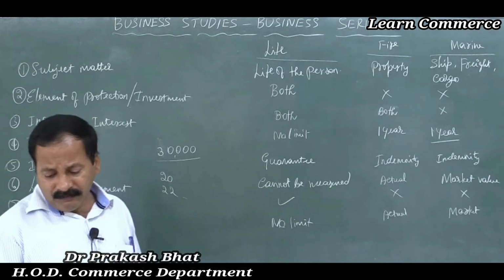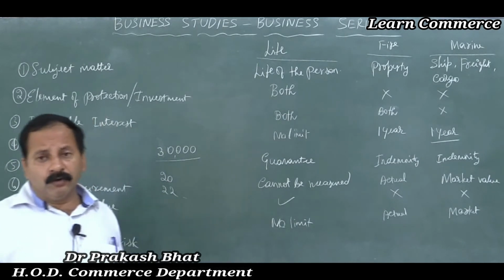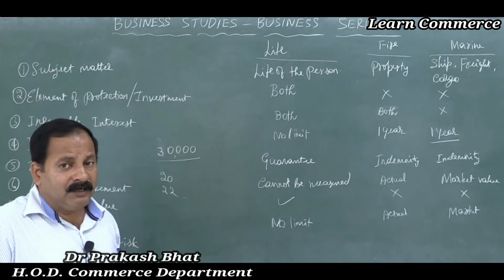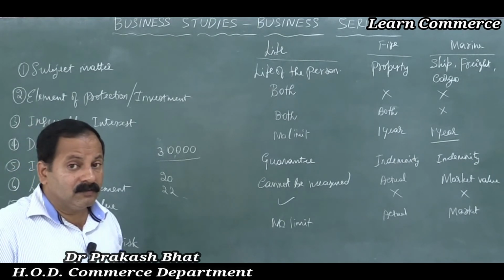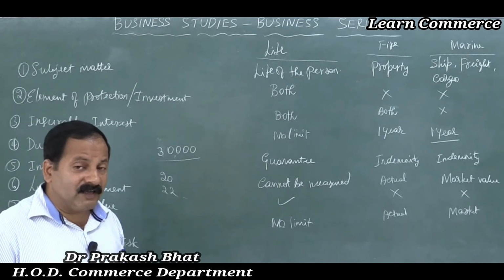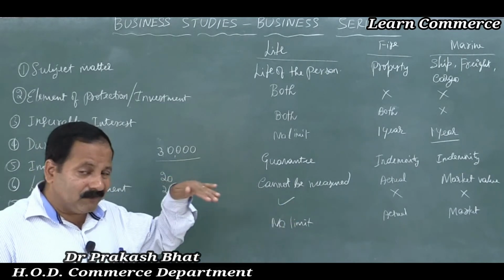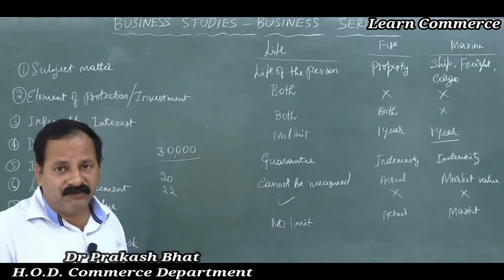Otherwise, what will happen for 1 crore machinery? You may insure for 5 crore, doesn't it? And you may claim 5 crore, 4 crore profit. So there is a chance. So to avoid such things, it is restricted to the value of the property that is insured.